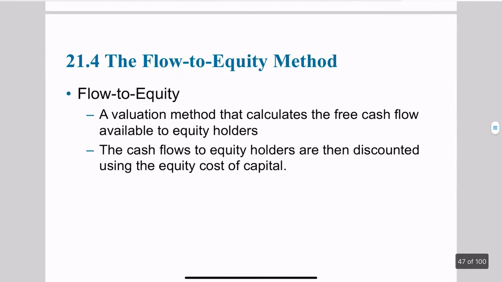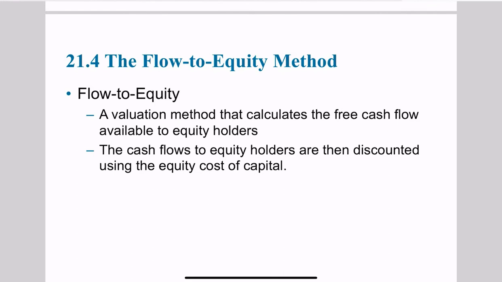Now let's talk about the flow to equity method. So this is the third method to value a firm or to value an investment. The third method is different from the first and the second method because here we really only focus on equity. So it's essentially a method of equity valuation. Generally, you will first calculate the free cash flow available to equity holders, and then you will discount the free cash flow to equity holders using the equity cost of capital.